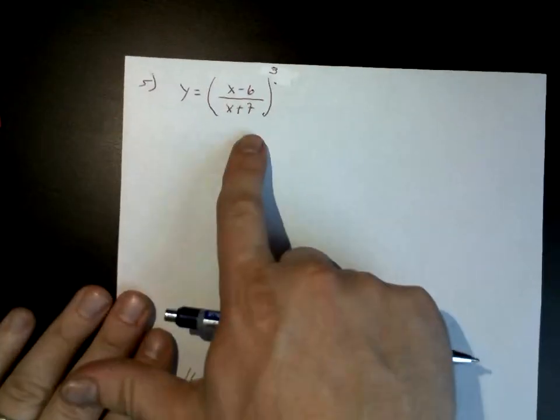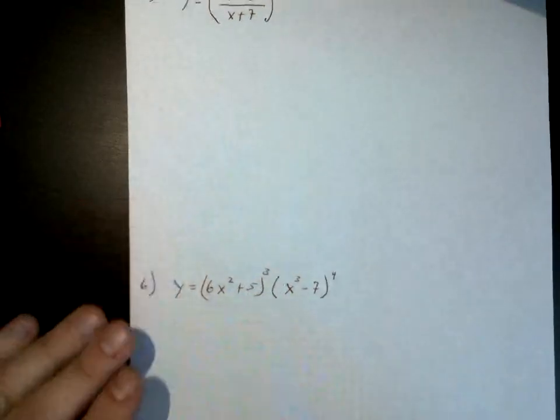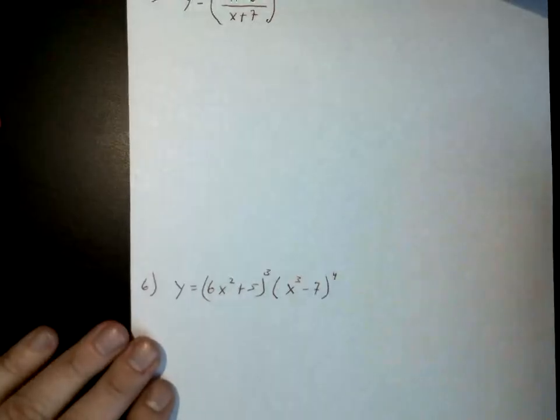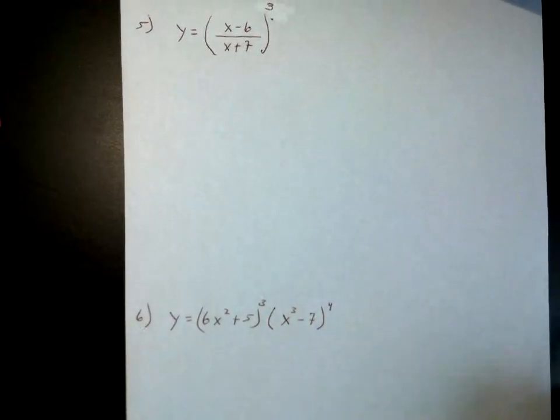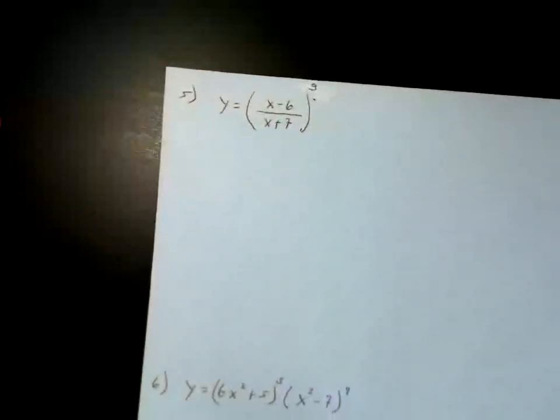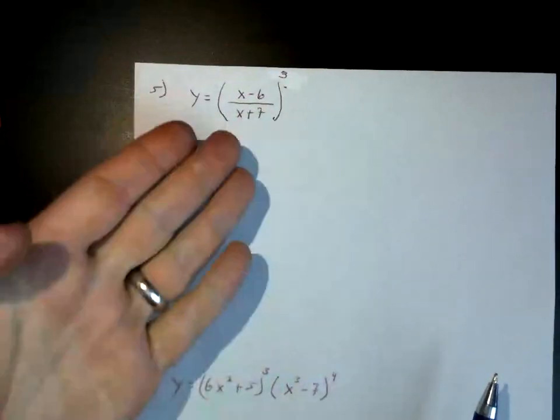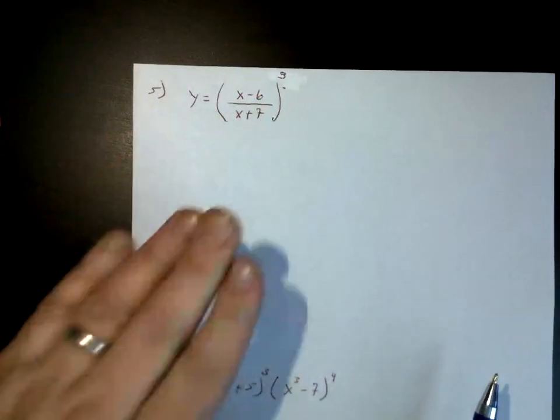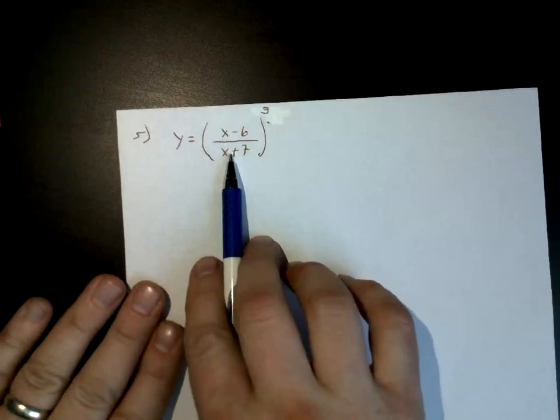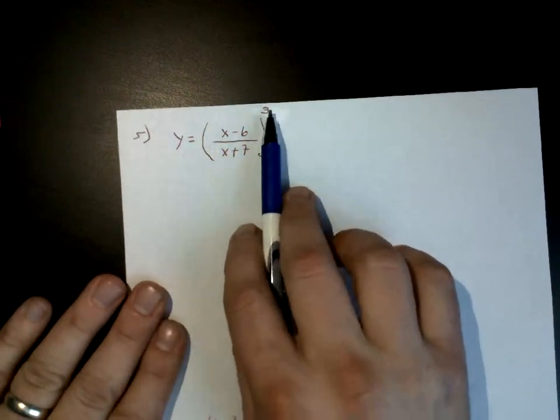Now I know this one looks bad, so I'm just going to go ahead and do one of these, and you can try the other one on your own. So here we go. Let's do a quotient rule. So this is a quotient rule. Do you see the functions? This is a function inside this one.